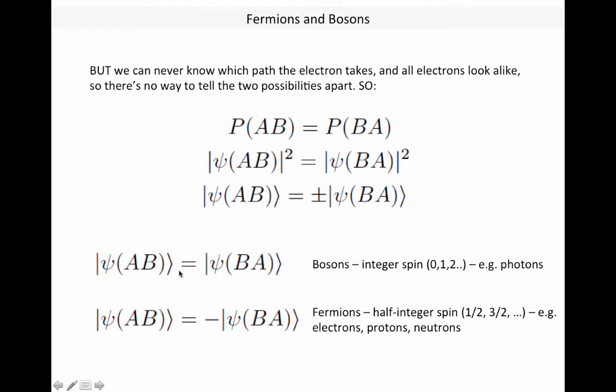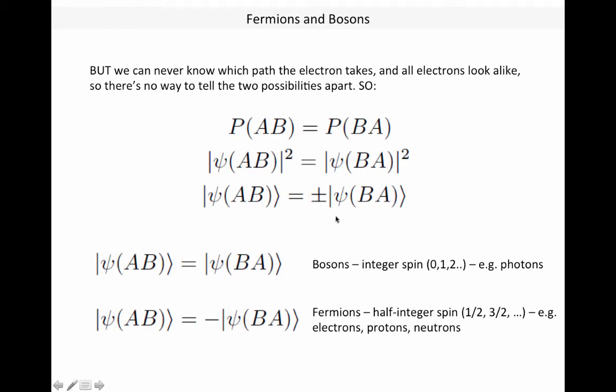If the two states are exactly equal, then they describe particles that are bosons. And it turns out that particles that obey this relation have integer spin, like photons, for example. So their spin is 0, 1, or 2, and so on. So bosons are particles with integer spin. So when you switch the two particles' places, the state doesn't change.